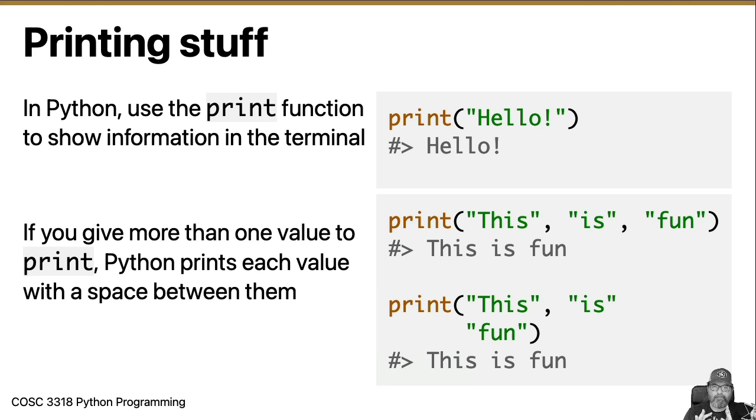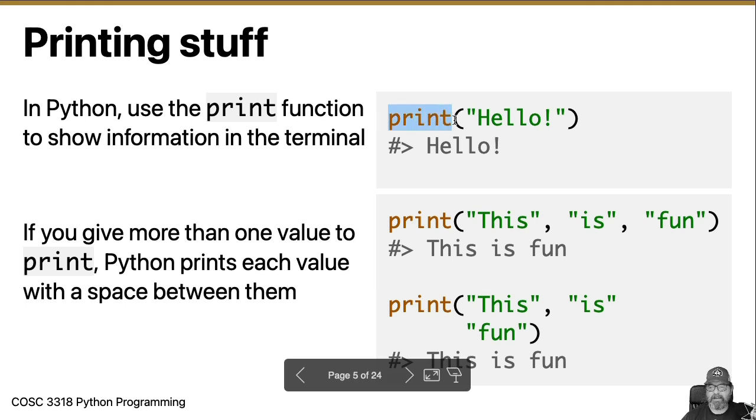So to print stuff, which means we display information to the person running the program, we use the print function like this right here. And then we give it information for it to print. So if we say print and then this open parenthesis and then text inside quotation marks, hello, it's going to print out hello for us. If we give it more than one value, separated by commas, like this, comma, is, comma, fun, then it'll print out, this is fun. It'll print out each of these with spaces in between them.